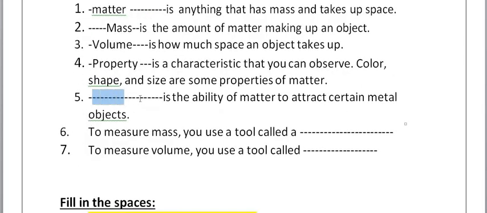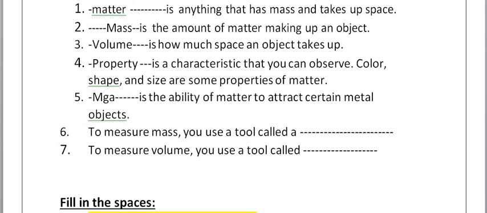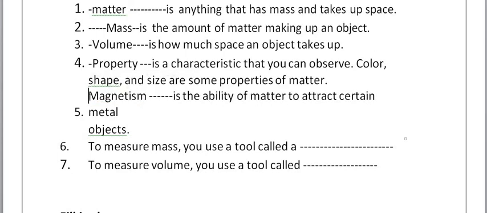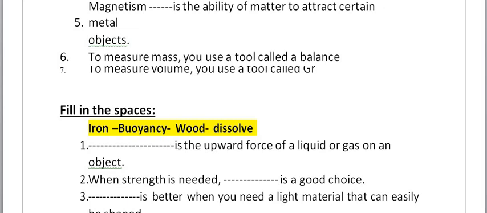Okay, what is the ability of the matter to attract certain metals? Actually, this is called magnetism, because magnetism is a force that comes from the magnet that can pull the metallic objects. Okay, to measure the mass, we can use what? We can use a balance, actually. To measure the volume, we need a graduated cylinder.